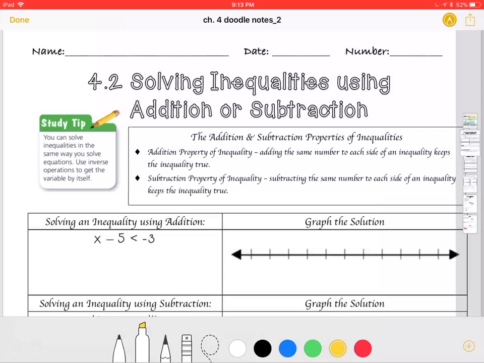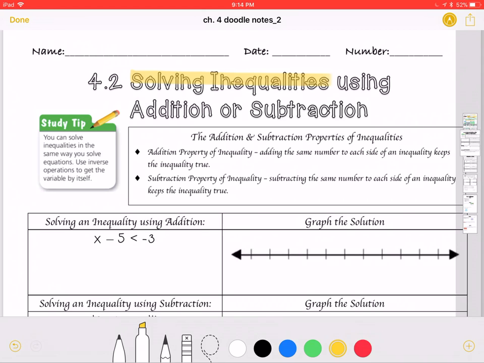Now, instead of there being an equal sign like an equation has, we have an inequality sign because we're dealing with inequalities. We also are going to continue with when you find the solution set of an inequality, you're then also going to graph that. So this is good practice with continuing to graph inequalities.